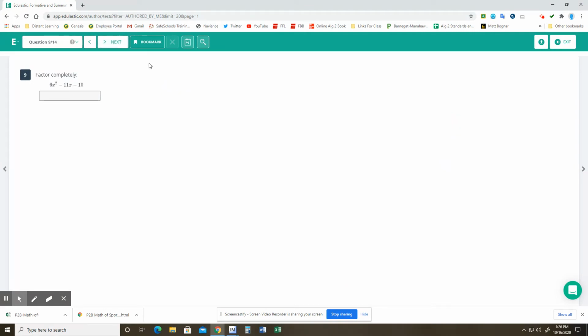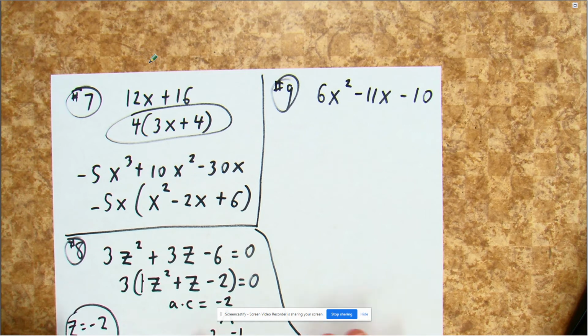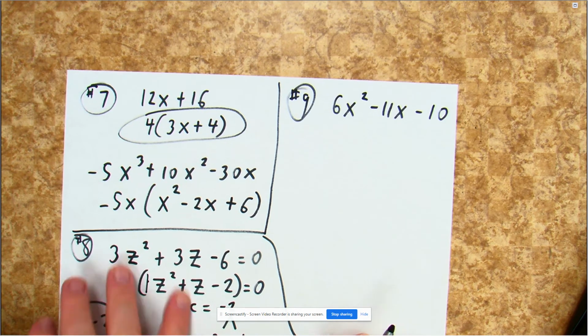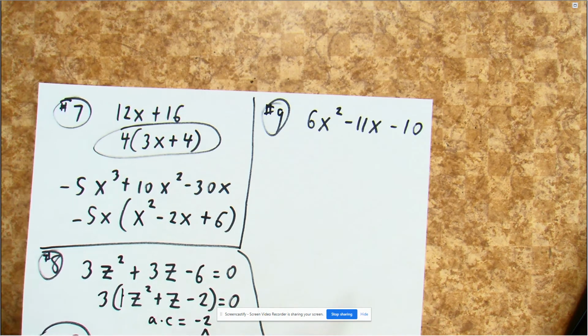Looking at number 9, they just want you to factor completely. They don't want you to solve. They just want you to factor completely. Now, at first glance, I can see that my GCF is just going to be a 1. Even though 6 and 10 have a 2 in common, the 11 does not have that 2 in there. So let's just see what happens.